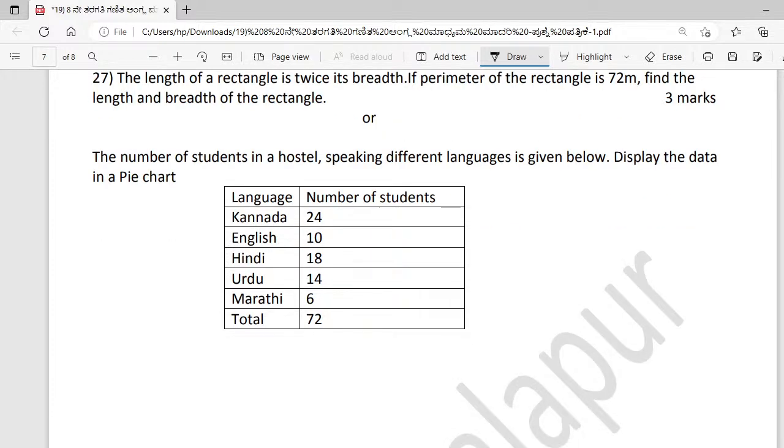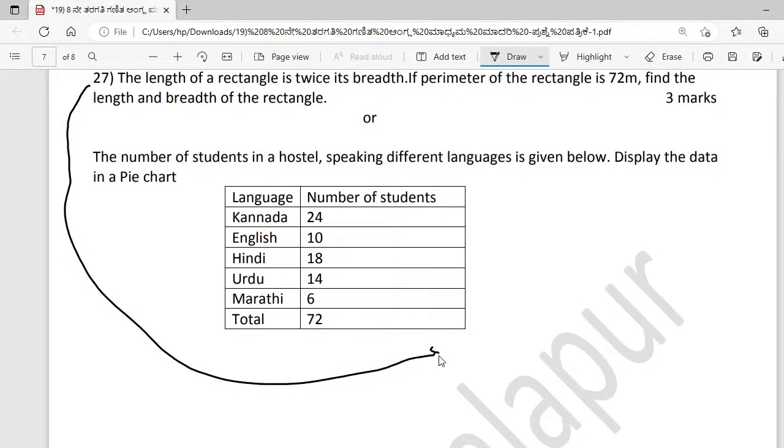Okay, let us go with the next one, the 27th one. It is related to simple equations in one variable, that is the one variable chapter. What they are asking: the length of a rectangle is twice its breadth. The perimeter of the rectangle is 72 meters. Find the length and the breadth of the rectangle. Very well. Let us solve this 27th one.